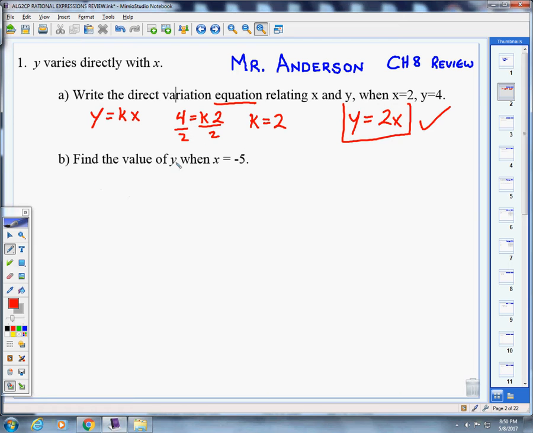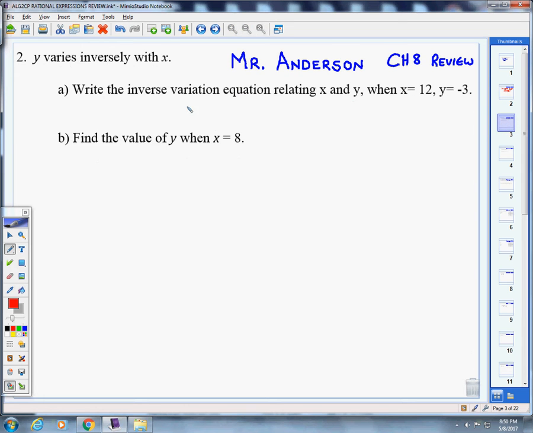And then the second part, find the value of y when x equals negative 5. So just plug in negative 5 for x. Y equals 2 times negative 5, which is negative 10. All right. So y equals negative 10 when x equals negative 5. All right, take a look at number 2.